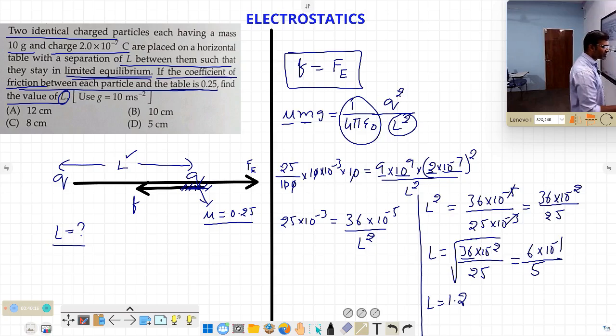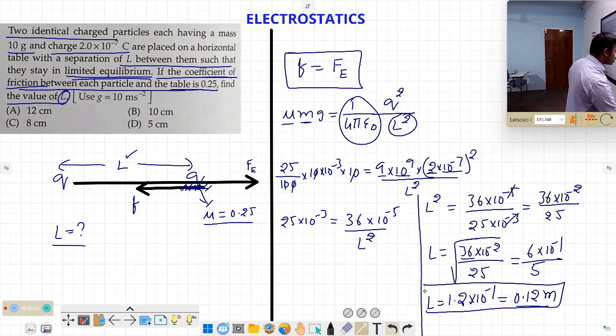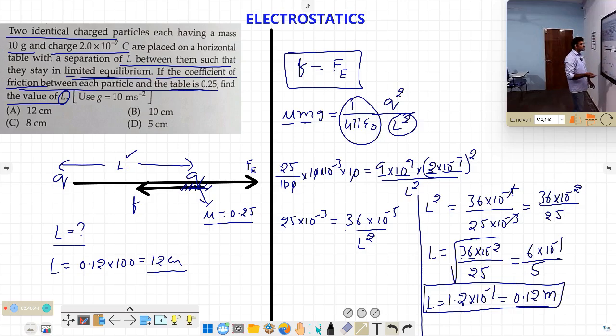So 1.2 into 10 power minus 1. That is nothing but 0.12 meters is the answer. So the length between these two is 0.12 meters. In terms of centimeters, since the answer is given in centimeters, L is 0.12 into 100, which equals 12 centimeters. If you look at the options, the first option is correct for this question.